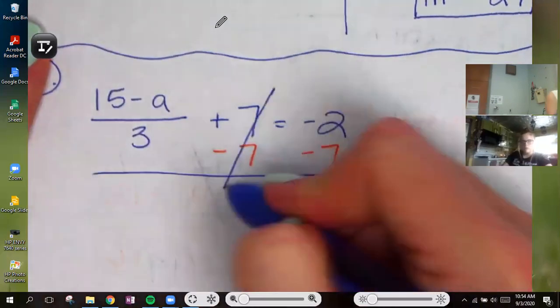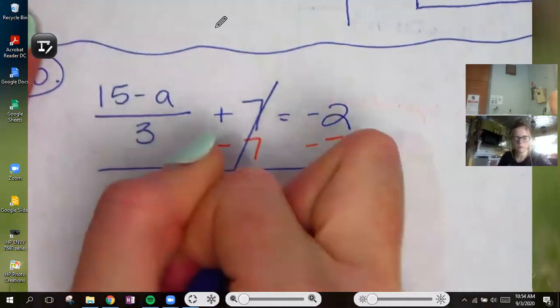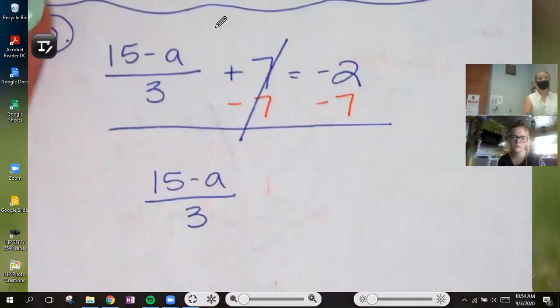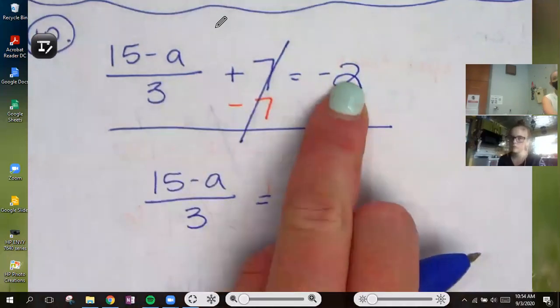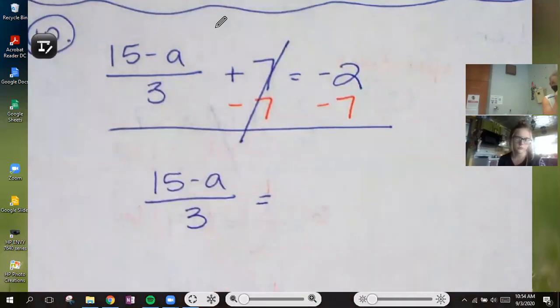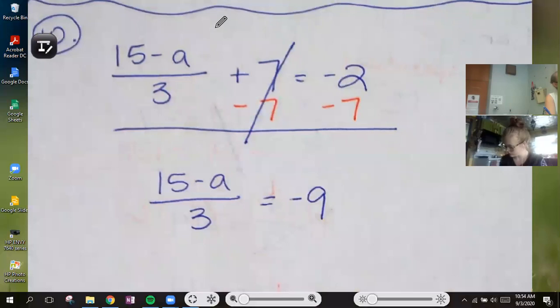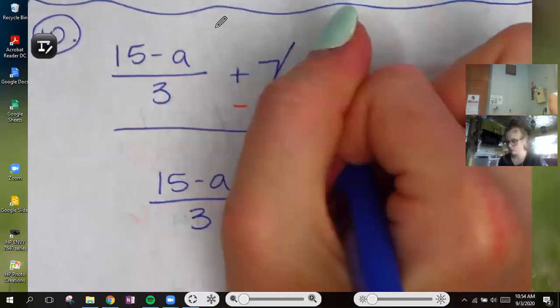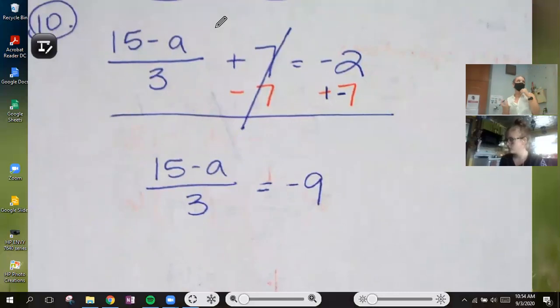All right, what do I have left over here? 15 minus a divided by 3 equals -2 minus 7, which is -9. So it looks like -2, -7. I always change my subtraction to a plus and add a negative. That's how I learned it. There's probably newer, better ways, but that's just how I did it.